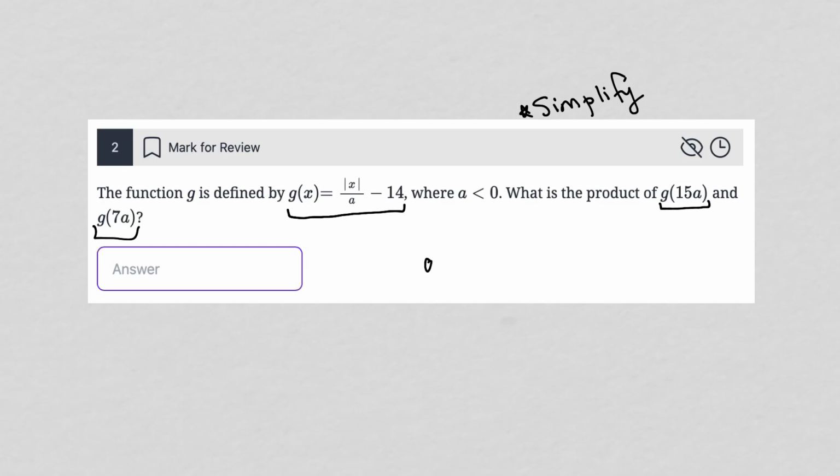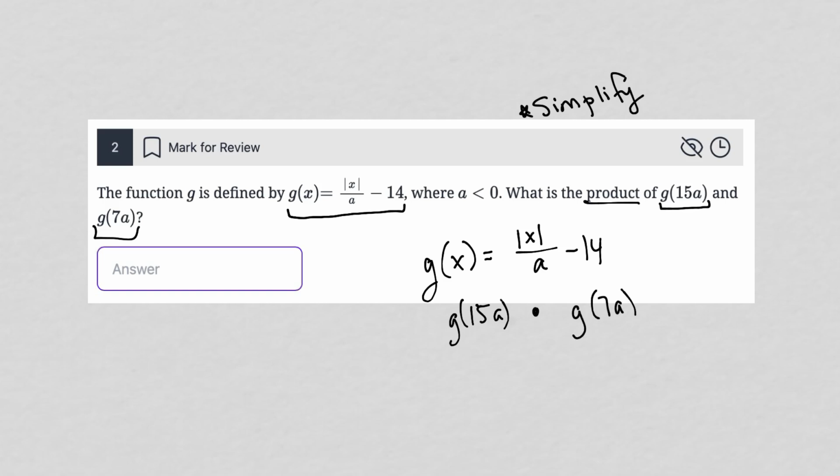So looking at the equation provided, g of x equals absolute value of x over a, minus 14. There's nothing I can do to simplify that exactly. So I'm going to keep reading and see that the question is asking for the product of g of 15a. So g of 15a, product means multiply, so I'll put a little dot for multiplication, g of 7a, that's what I want. So I really need to use another strategy called plug in information from the question, PIQ.